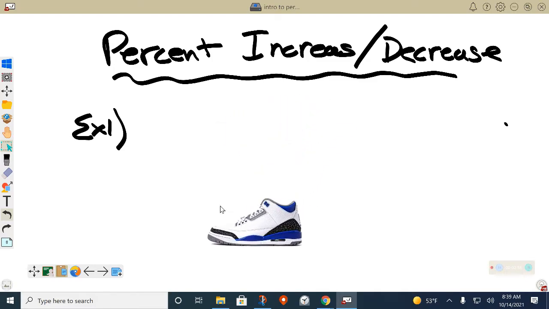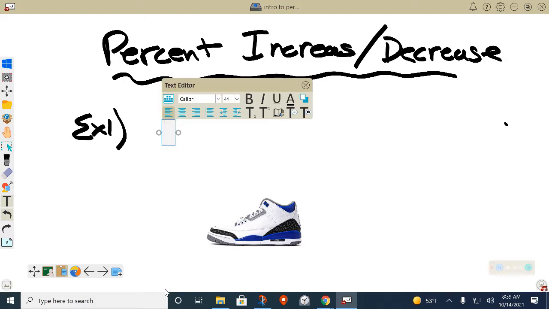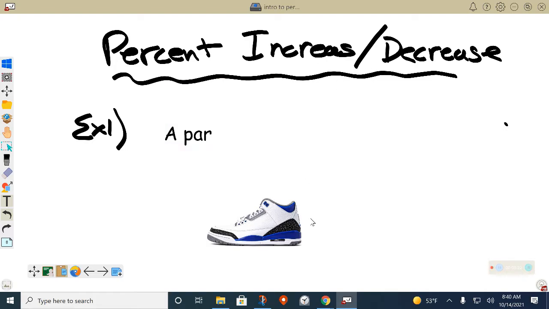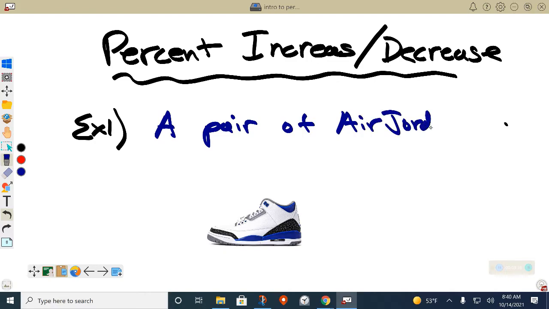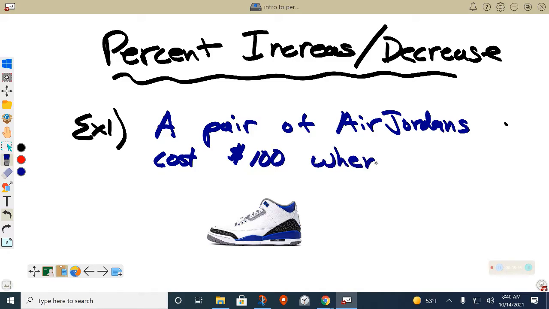So, example 1. A pair of Air Jordans cost $100 when Munguia was young.